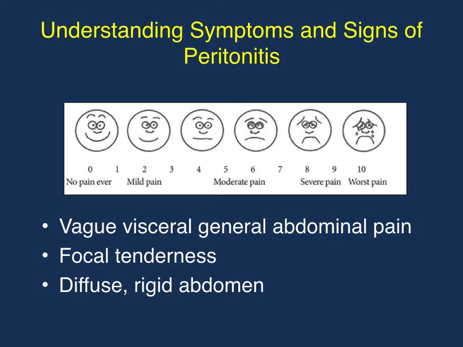So what are the symptoms? We need to think about visceral versus parietal pain. Vague visceral, general abdominal pain, focal tenderness, and subsequent diffuse rigid abdomen.